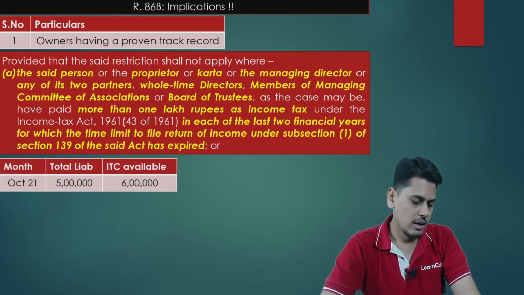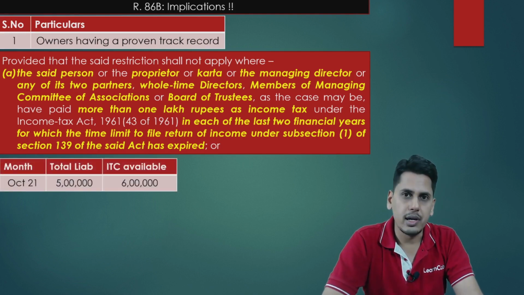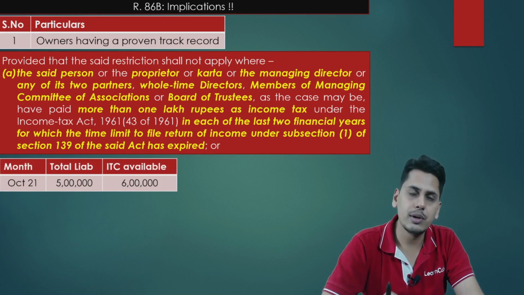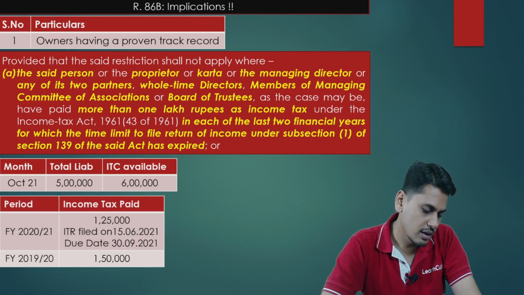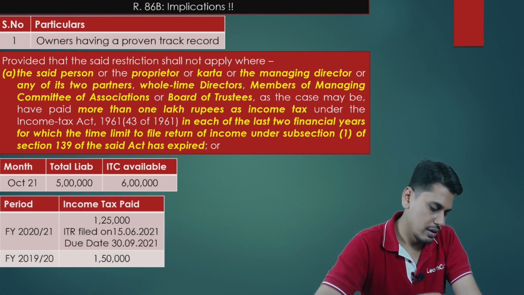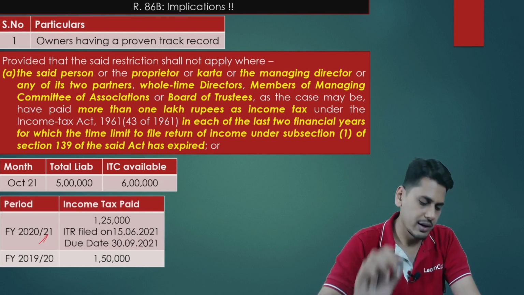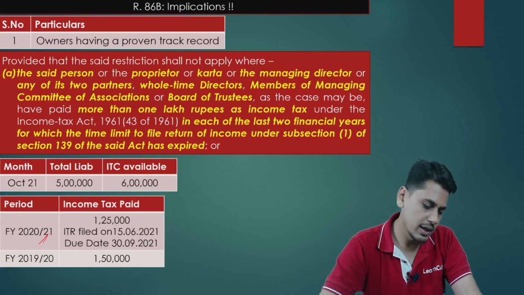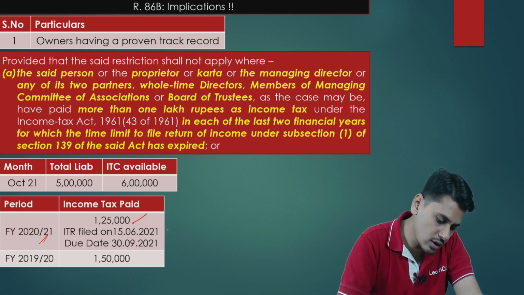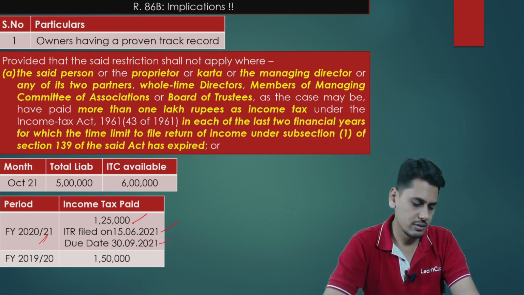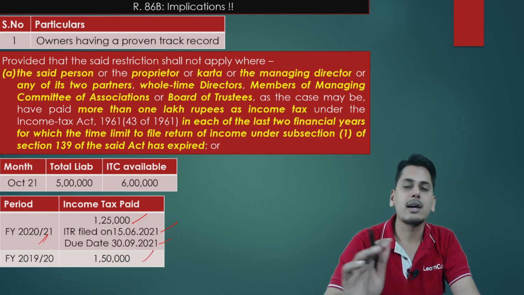Another case about tax period October 2021. Tax period October 2021, liability 5 lakhs, ITC available 6 lakhs. Financial year 2021, income tax paid is 1,25,000. ITR is filed on 15th of June. Due date happens to be 30th of September. For 1920, tax paid 1,50,000.